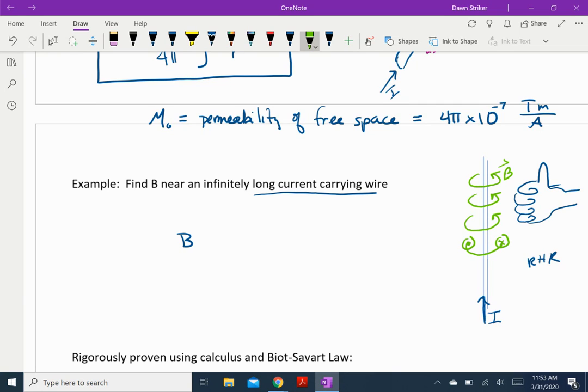It's probably getting weaker farther away from that wire, and it's stronger very close to that wire. And that's what the magnetic field looks like. The right hand gives us a sense of what the magnetic field does near a current carrying wire.